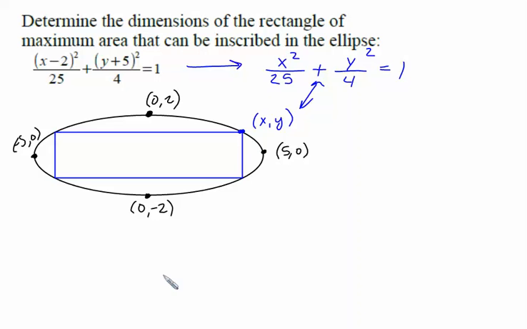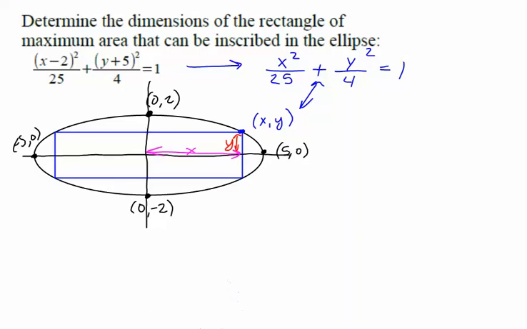Also notice that if we were to draw in a set of axes, and we'll just freehand them for a second, then this dimension right here is our x, and really the full length of the rectangle is 2x. And this dimension of our rectangle is y. The full dimension would be 2y.